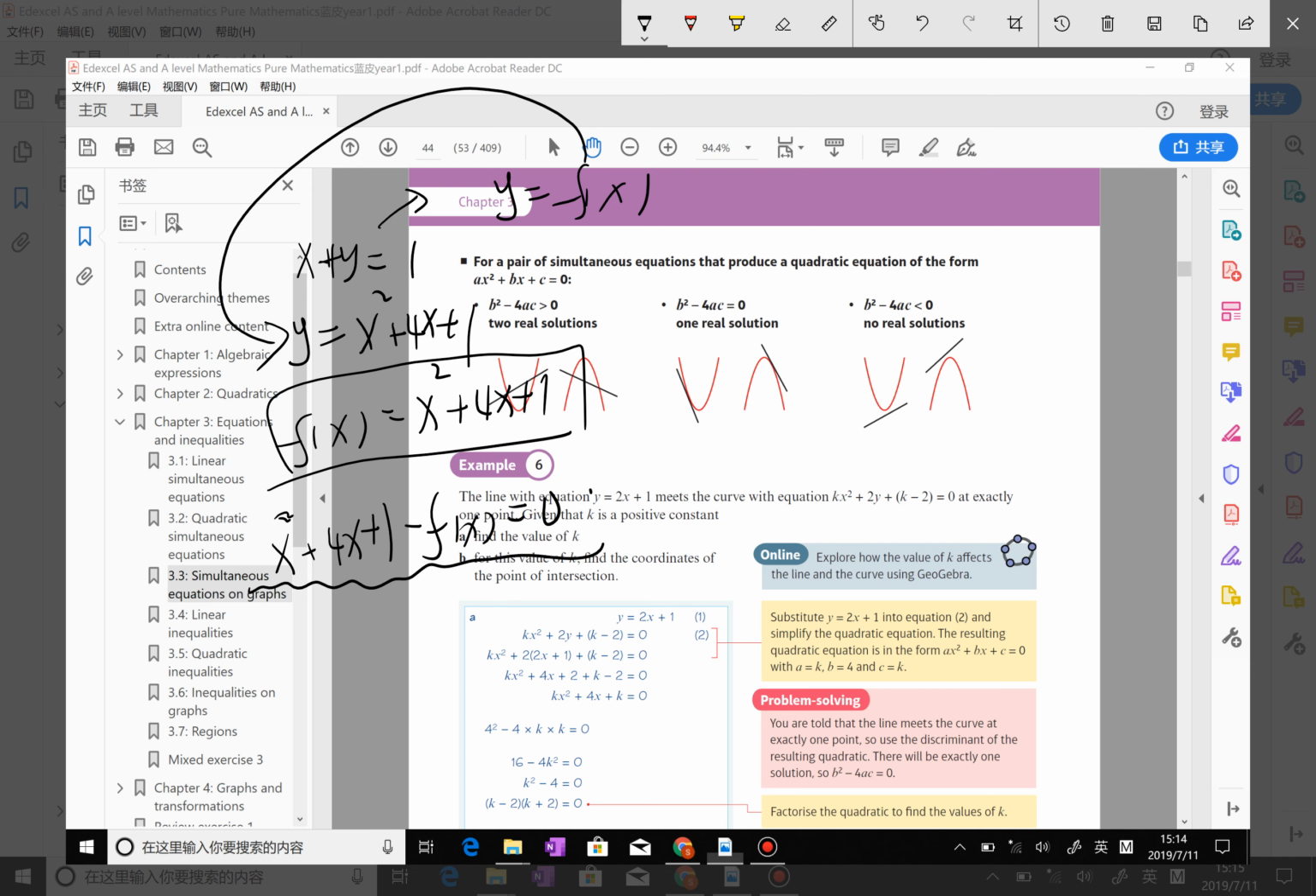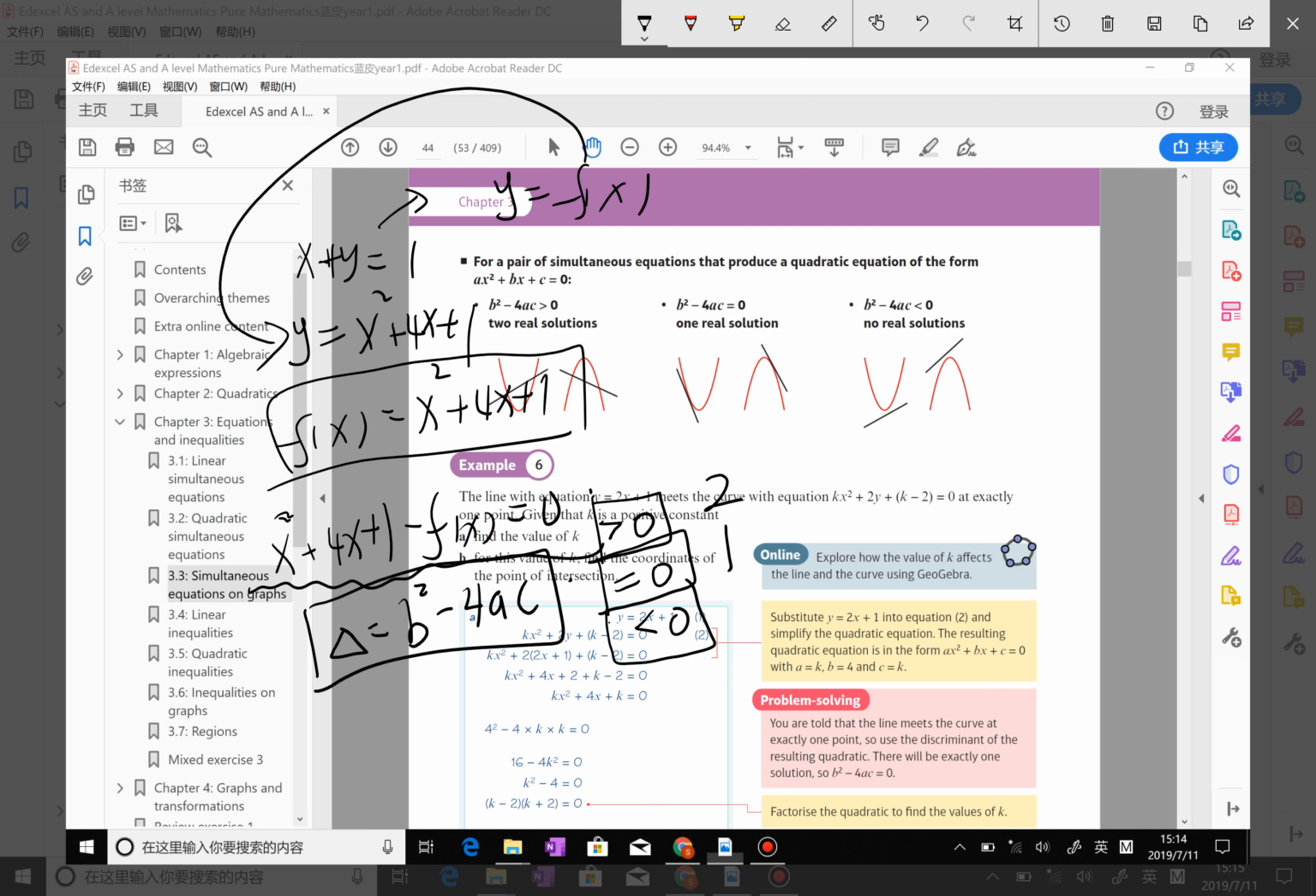So here we can use the discriminant, delta equals b squared minus 4ac, so that we can determine whether it is greater than 0, equals 0, or less than 0. If it's greater than 0, there are two intersection points. If it's 0, there's only one intersection point. If it's less than 0, there is no intersection point. In other words, there is no solution for the simultaneous equations.